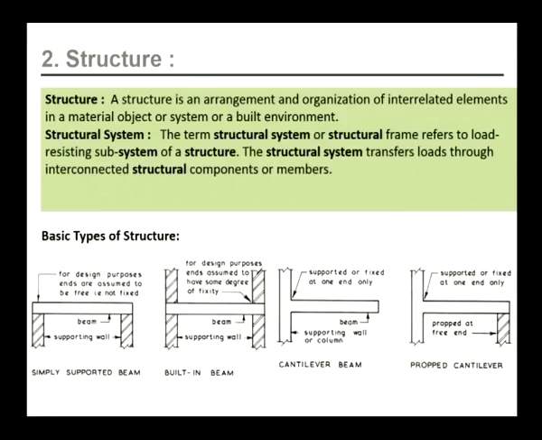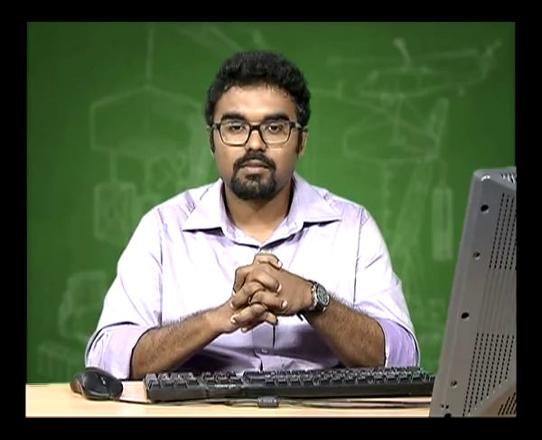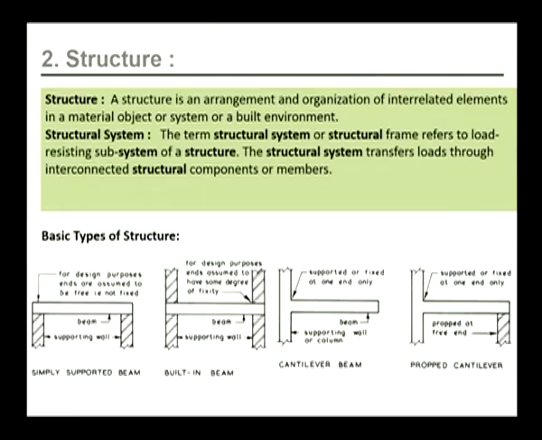Coming to the structure. What is a structure? A structure is an arrangement and organization of interrelated elements in a material object or system or a built environment. A structure is nothing but an arrangement of small composites. These composites are also called a structural system. To go through the definitions, the structural system refers to the load resisting subsystem of a structure. The structural system transfers the loads through interconnected structural components or members.